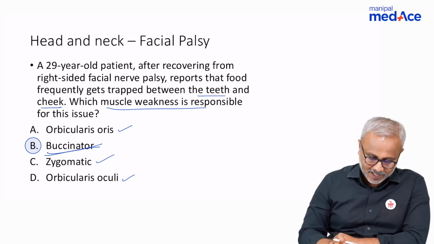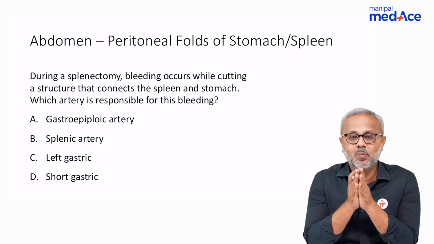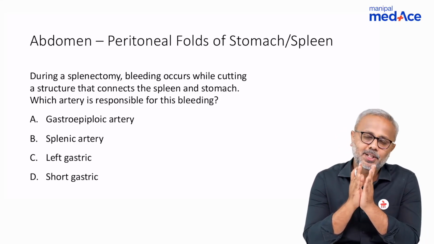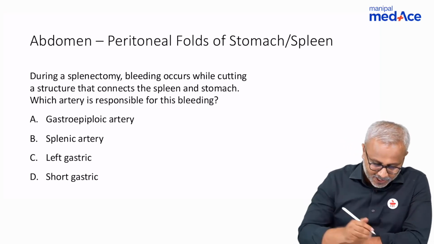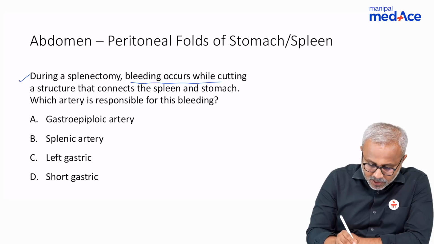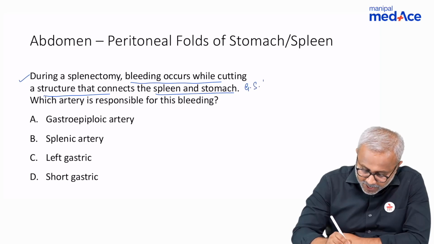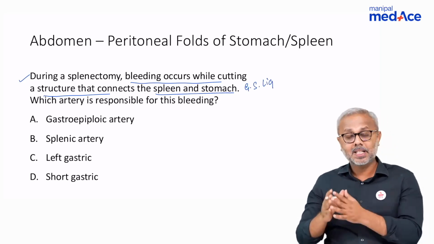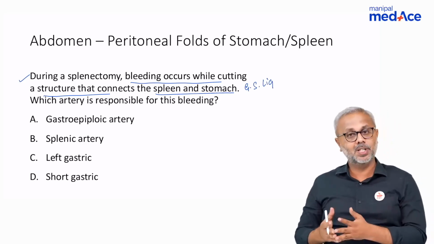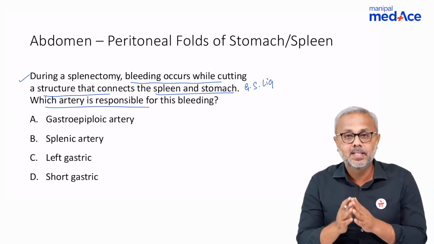Done? Right. The next question was from one of the peritoneal folds, related to the stomach or spleen. Now let's read the question. During a splenectomy procedure, bleeding occurs while cutting a structure that connects the spleen and the stomach. So what structure is cut? The gastrosplenic ligament, the ligament connecting stomach and spleen. So which artery is responsible for this bleeding?